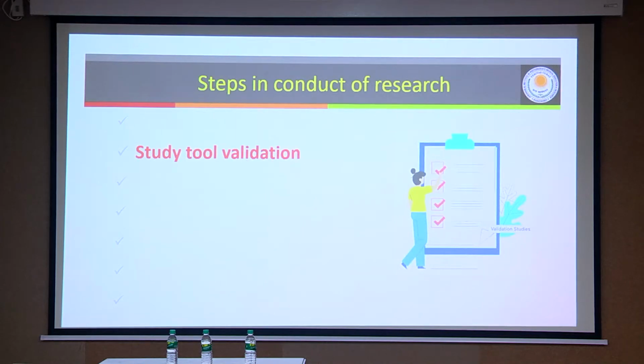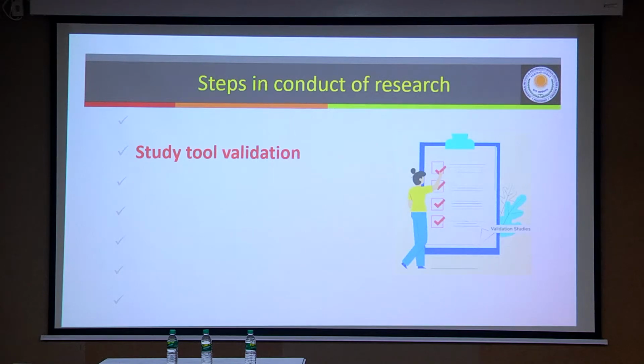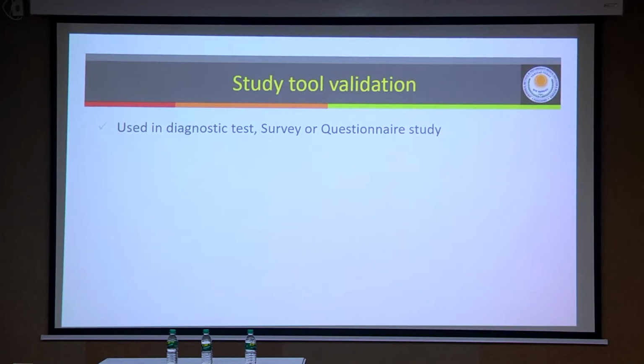Now that you are registered in the clinical trial registry, you got a number, you are ready to start your study. Now what is the next step? The next step is study tool validation. What is study tool validation? What is a study tool first? A study tool is something which you want to study in your research. It could be a new device which you have designed, which you want to test in your research. Or the majority of the time, when we talk about a study tool, it's a questionnaire or survey, where you created your own survey, your own questionnaire, and you wanted to test it out in participants. That is where study tool validation comes into the picture.